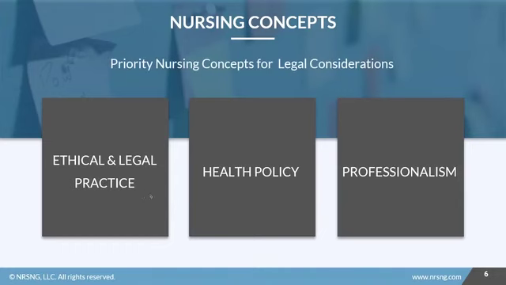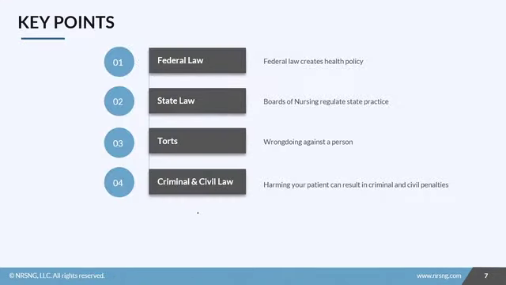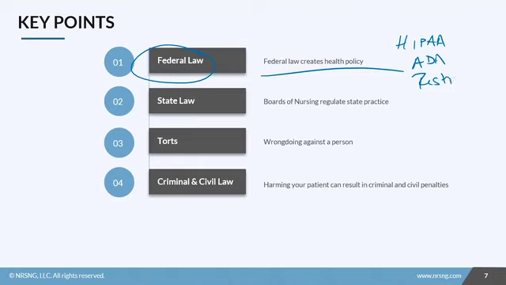Running through our nursing concepts for legal considerations, we talk about ethical and legal practice, we talk about health policy, and we also talk about professionalism. All right, lots of stuff today, but it really shapes what you should and shouldn't do when you practice. So let's recap. Federal law. These are health policies created by the federal government. These are things like HIPAA, the ADA, and restraints. There are major penalties for violating these laws, so make sure that you follow them.